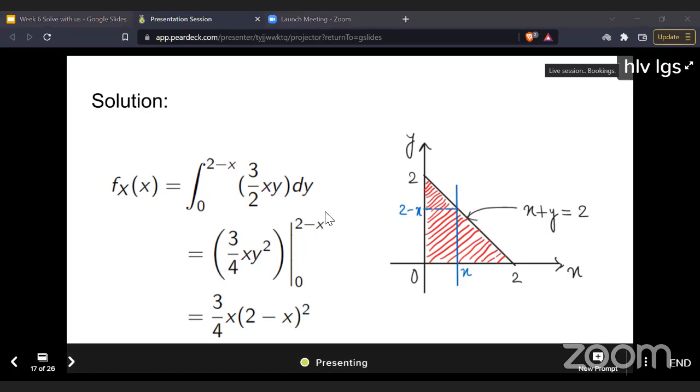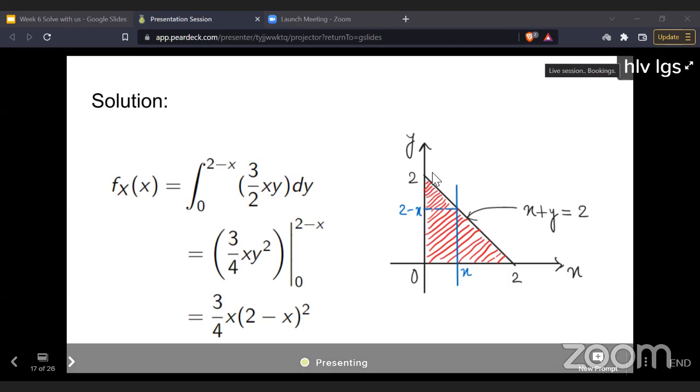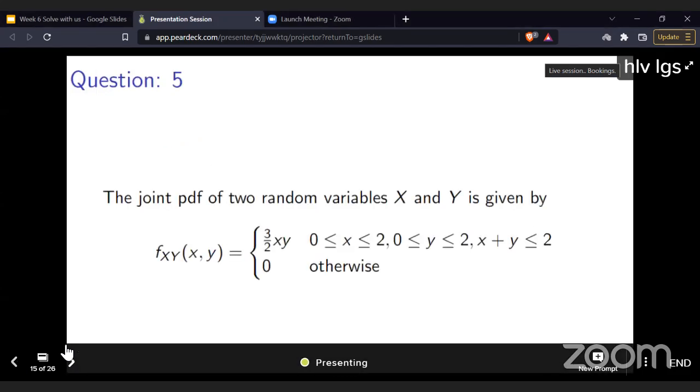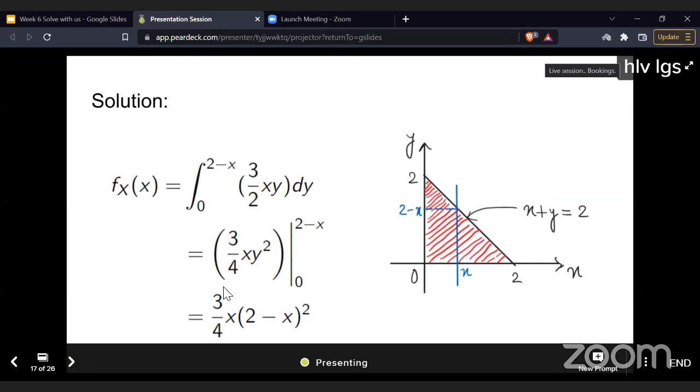And we just said before that the area of this triangle is 2. You see that this is not a uniform distribution, and the density of this function is given to be 3 by 2 xy. So if you integrate this 3 by 2 xy over this whole range, you will get 1. You will not get 2.